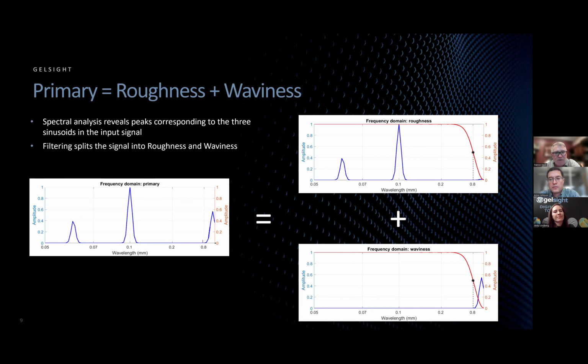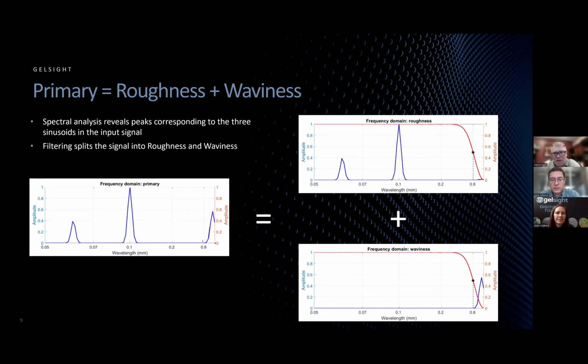Now, this is another view of those profiles. This is in the frequency domain, or I like to think in wavelengths. So if you look on the left-hand side there, there's 3 peaks in the signal that correspond to those wavelengths we talked about: the 0.06, the 0.1, and 4.